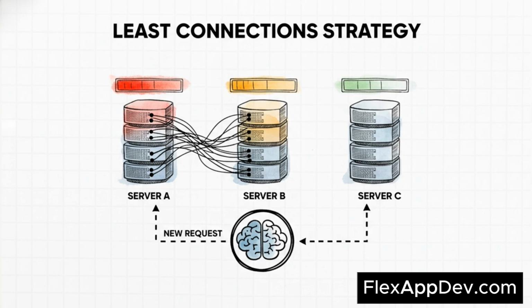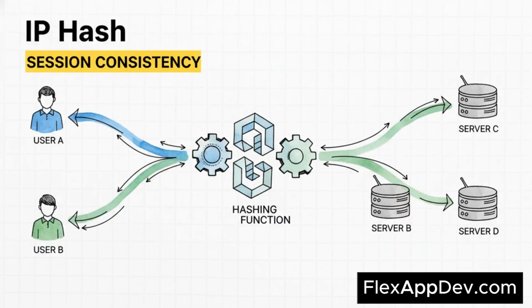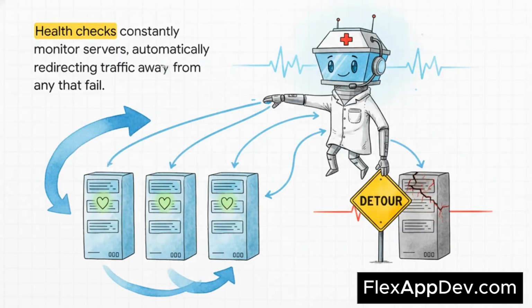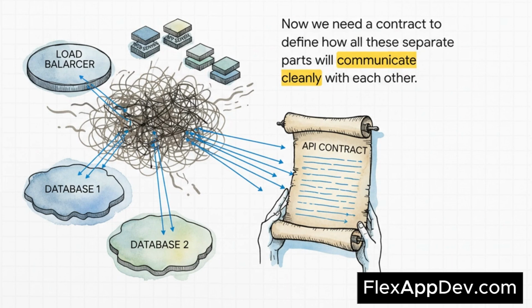This is great for varied session lengths. Then there's IP hash. This makes sure a user always gets sent to the same server. Really useful for sessions. Load balancers also run health checks, so they can automatically redirect traffic if a server goes down.